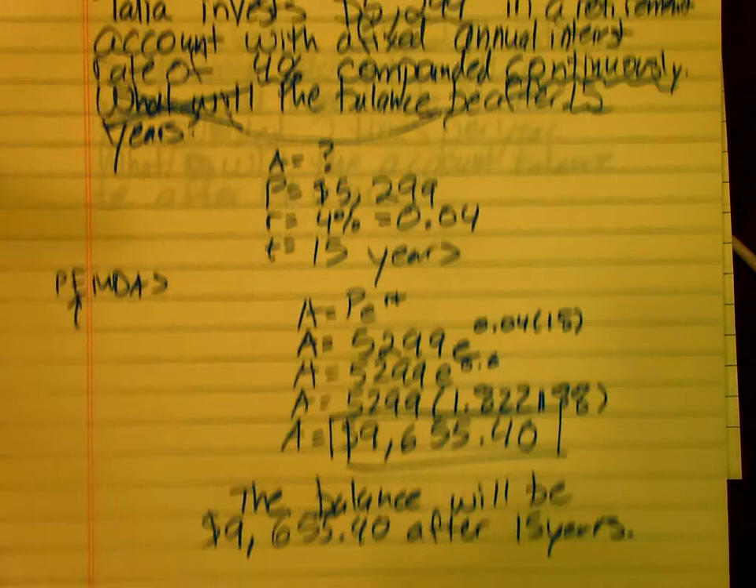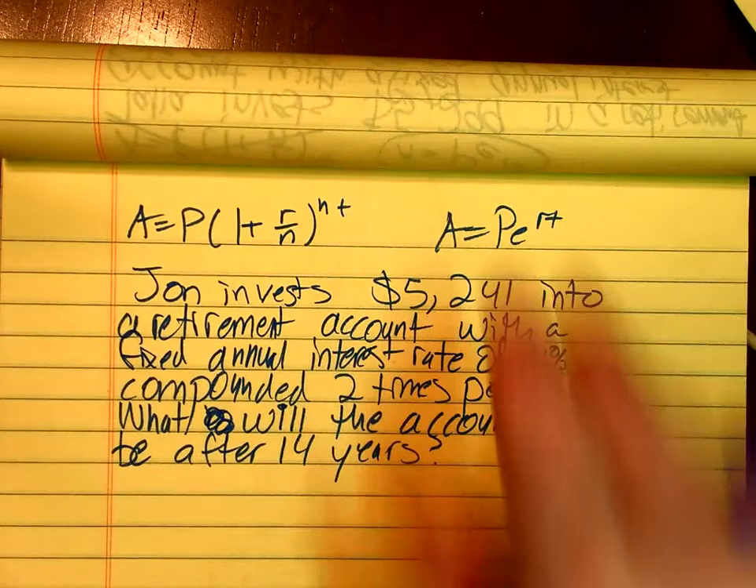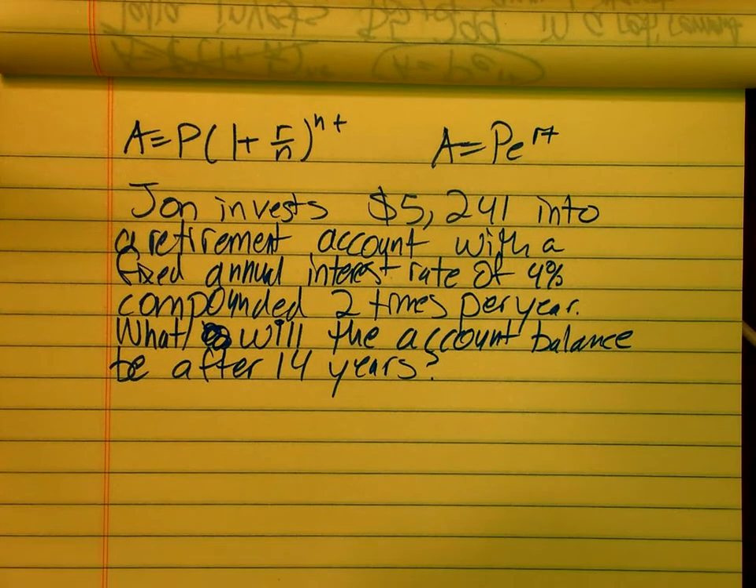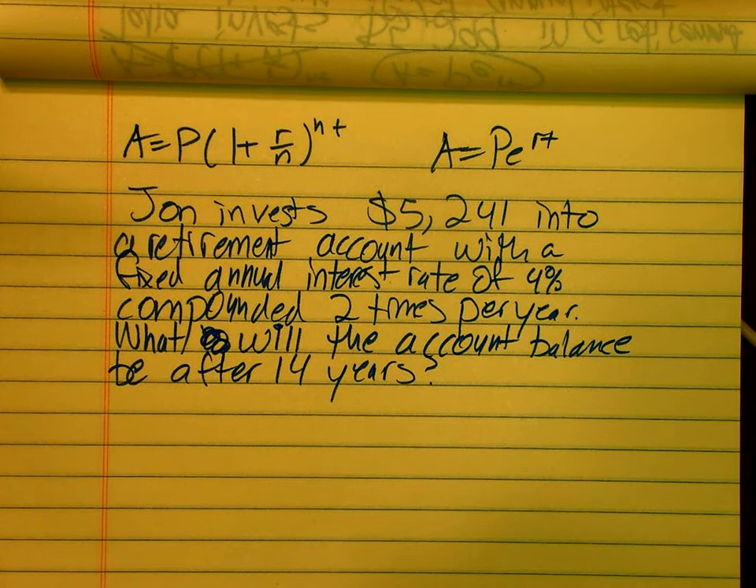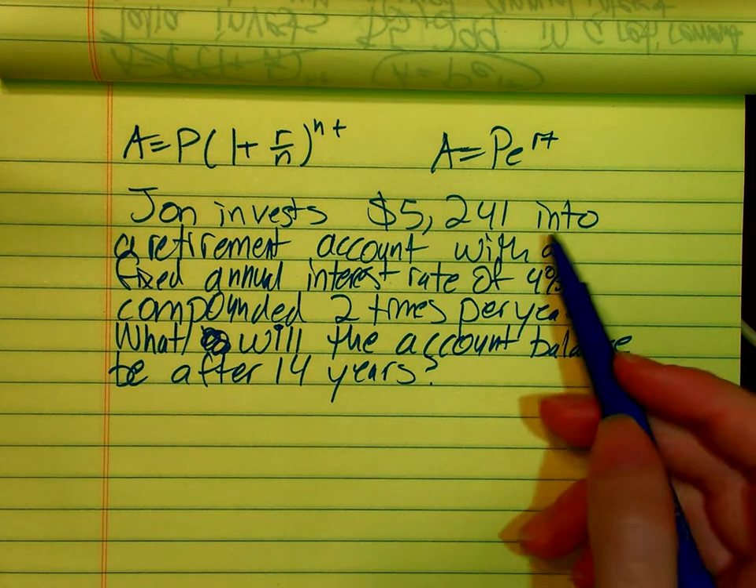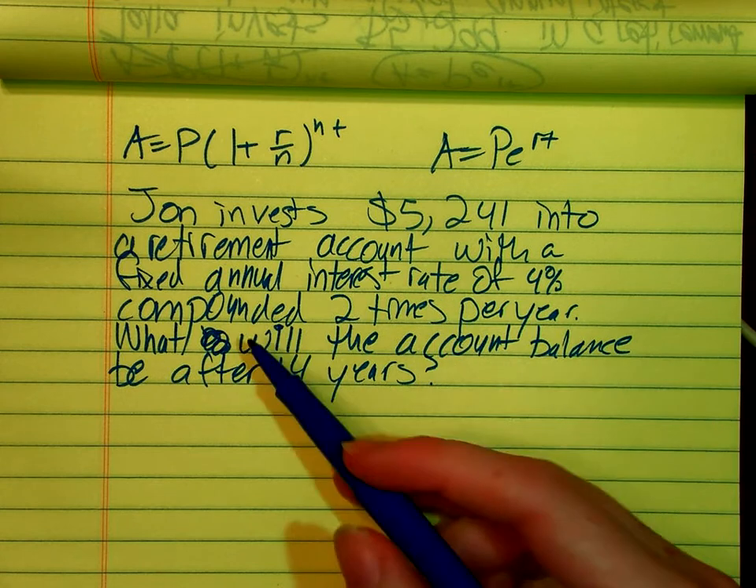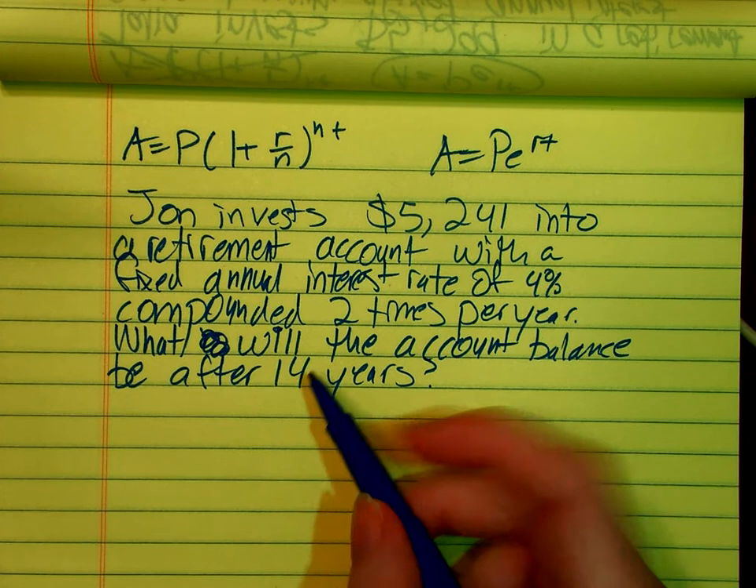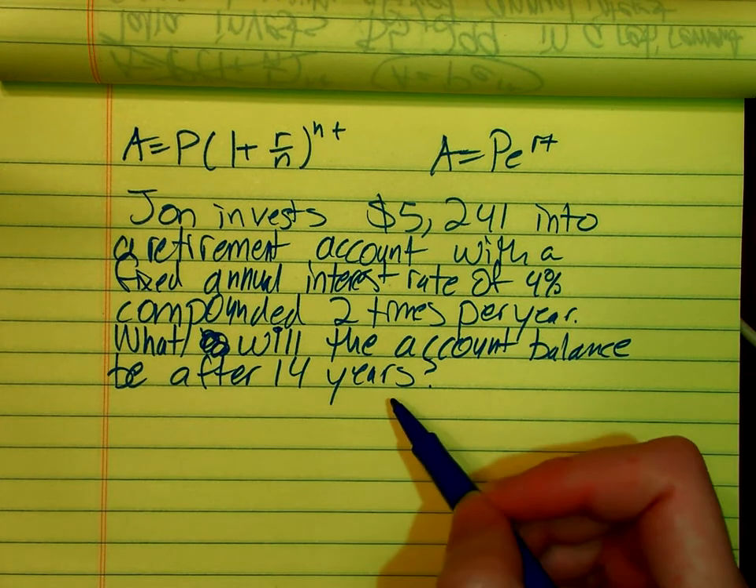Alright, welcome back. For this next one, even before I read it out loud and start giving my own interpretation, pause the video, read the problem, and see if you can define your variables. Alright, welcome back. So we have John invests $5,241 into a retirement account with a fixed annual interest rate of 4% compounded 2 times per year. What is the account balance after 14 years?